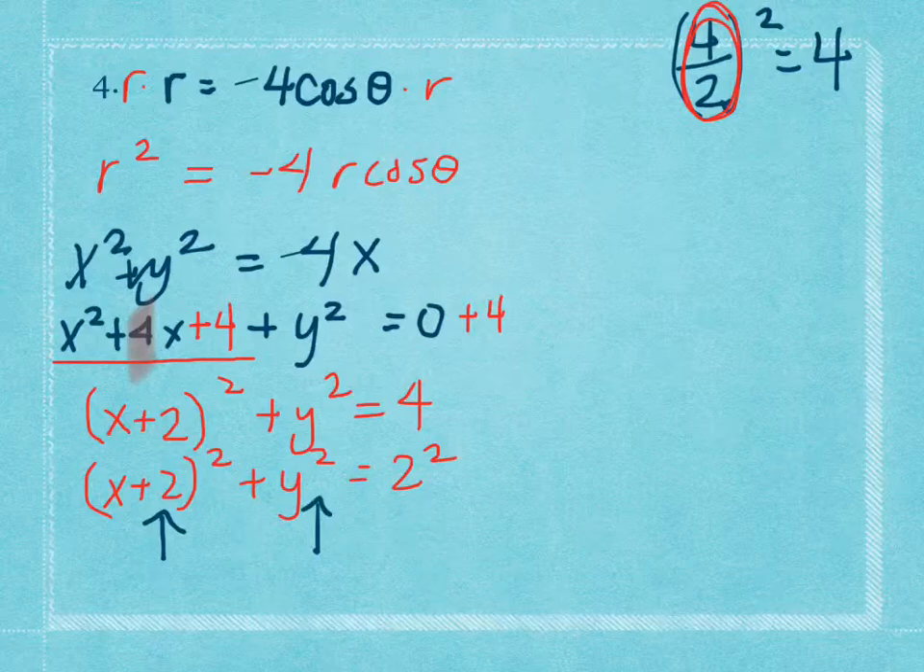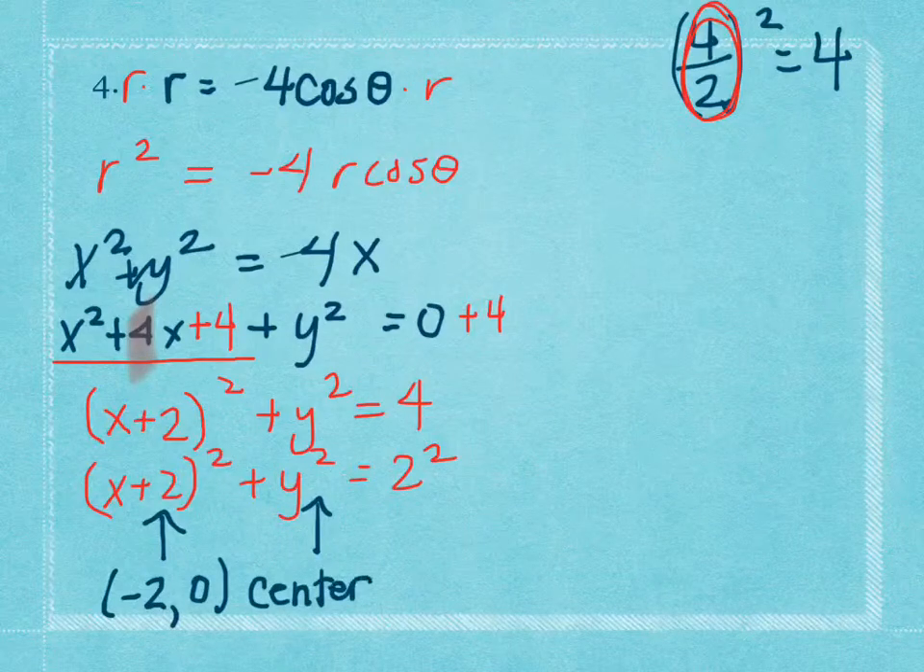Now, here's what you have to remember. It's the opposite sign of what's in parentheses. So this is actually (-2, 0) as my center. It's always the opposite sign, and it has to do with the way that the equation was set up. And then what's the radius? 2.